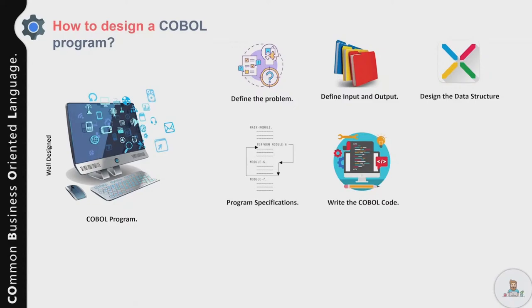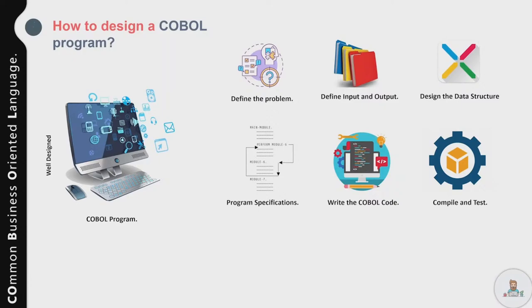Now it's time for us to write the COBOL program because we have a clear understanding of the program requirements. The entire COBOL program is divided into four divisions. First is the identification division, then we have the environment division, then the data division, and after that the procedure division. The next important step is compiling and testing the program.